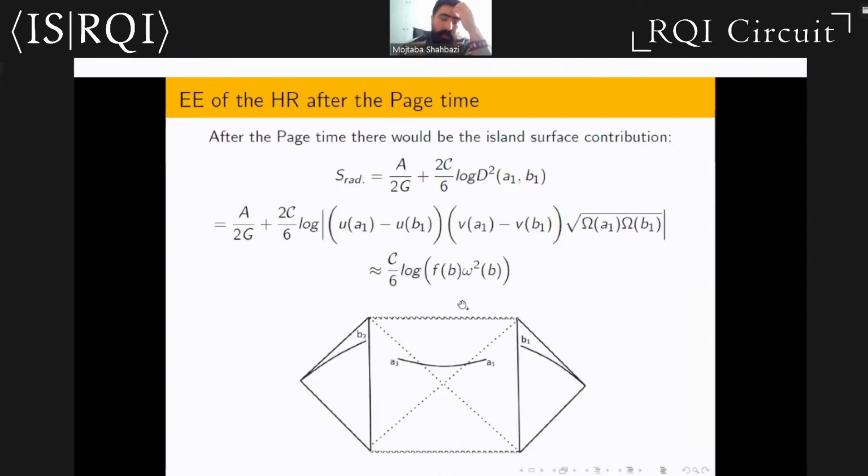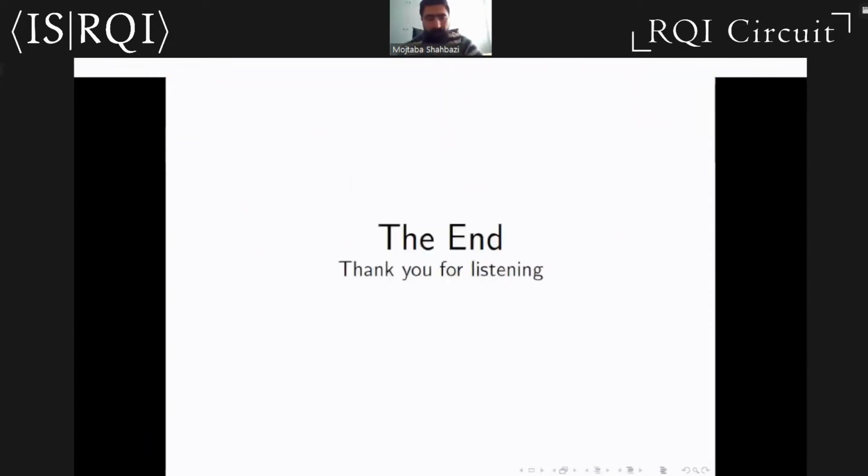So, analog gravity showed that if we apply Newton's second law on a fluid horizon, we can get exactly the same result as the island prescription. But here, this is not an ad hoc solution, because we apply Newton's second law, which is really trivial for fluid dynamics. Thank you for listening.